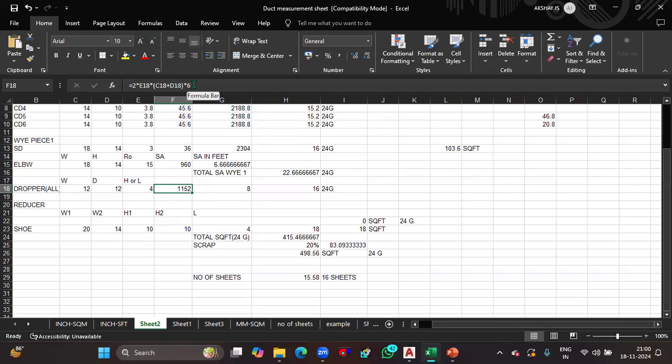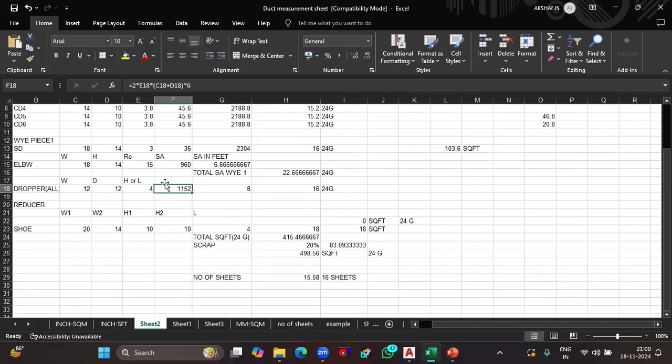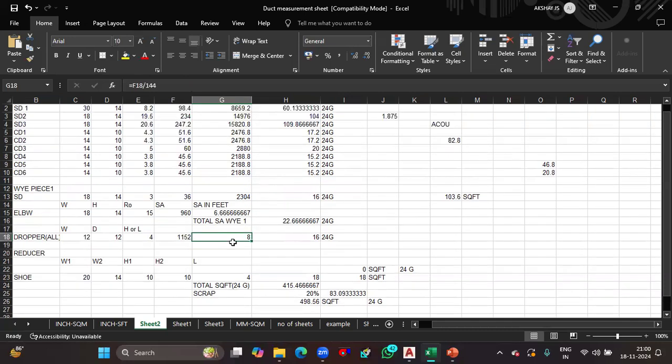1152. Then we have 6 number of droppers. Why? Because 6 diffusers are here, isn't it? That's why I've considered it has to be 6 number of dropper ducts. Then after that, convert the value into square feet. We got around 8 square feet right here, isn't it?